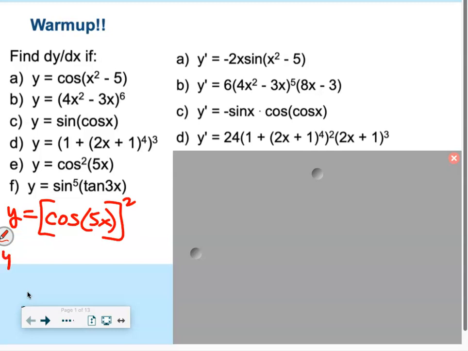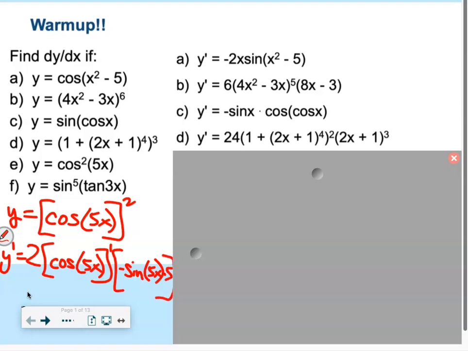So now my y prime is 2 times guts to the first times the derivative of cosine of 5x. Well, it's kind of like its own problem. The derivative of cosine of 5x would be negative sine 5x times 5. It had its own guts in there. These are nested chain rules. So you can have a chain rule embedded inside of a chain rule, and that's okay. It's like an f of g of h of x.